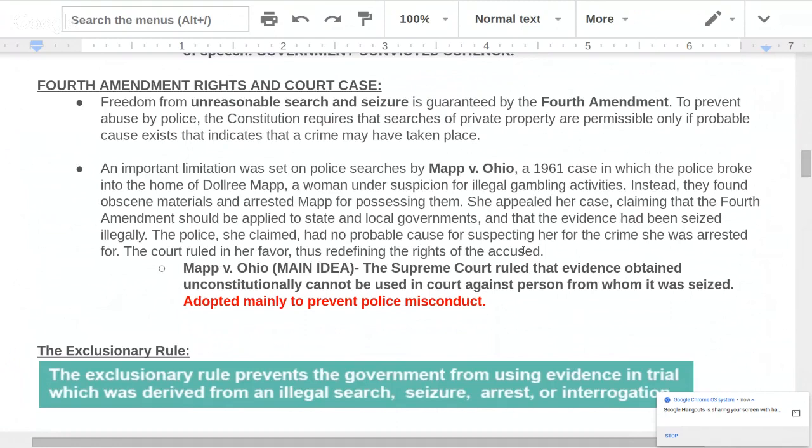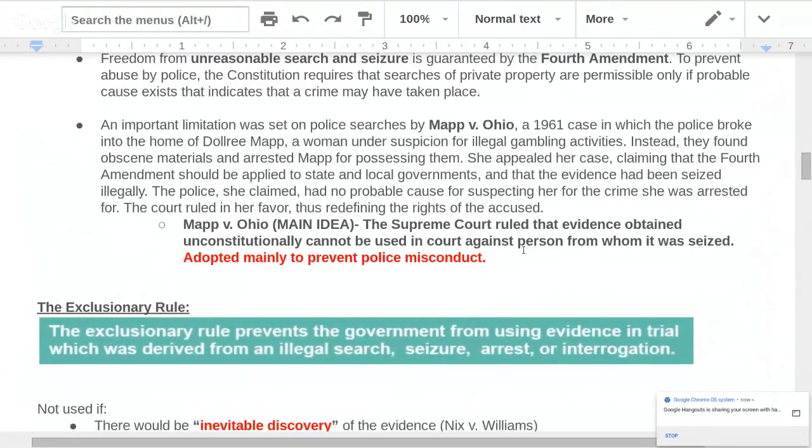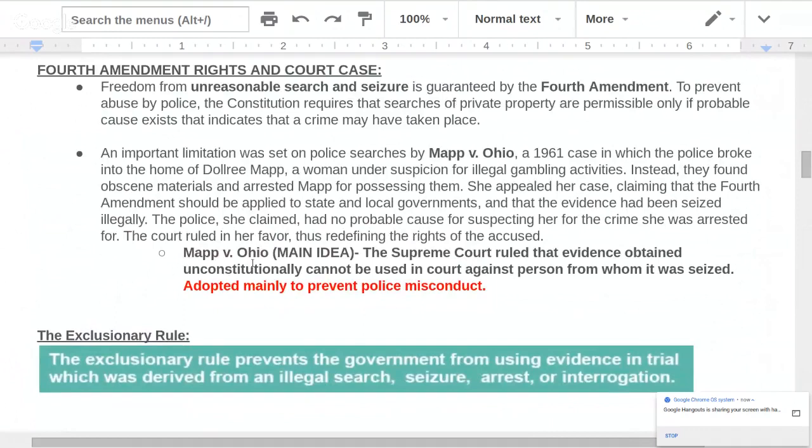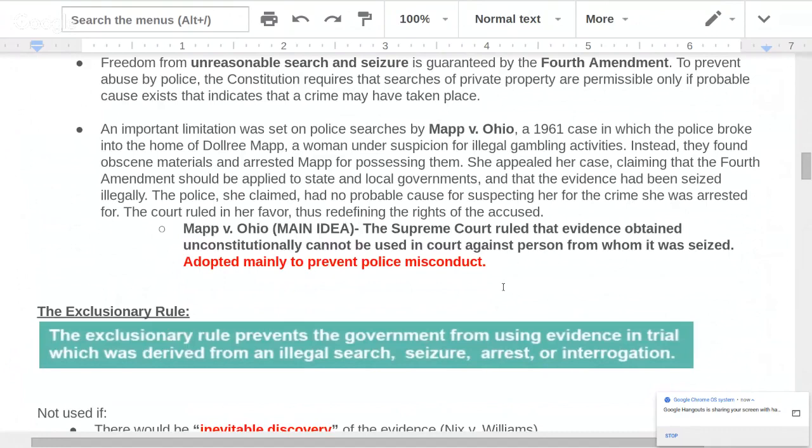So that is very important because the court actually agreed with Mapp, as this is mainly to prevent police misconduct, and the Supreme Court ruled that evidence obtained unconstitutionally cannot be used in court against the person from whom it was seized.